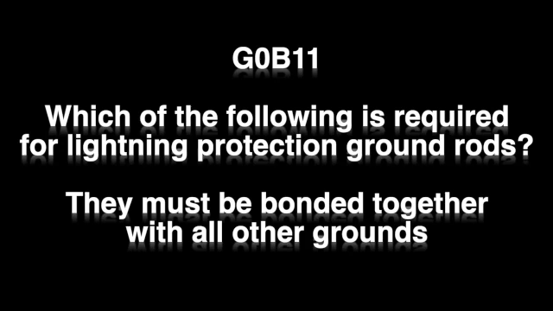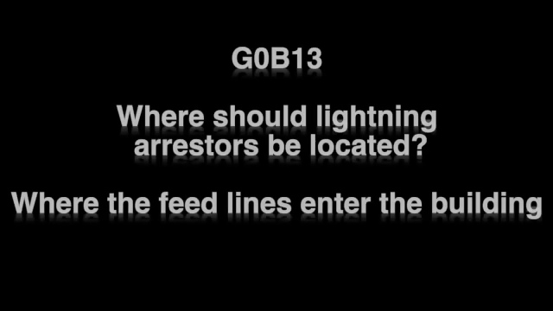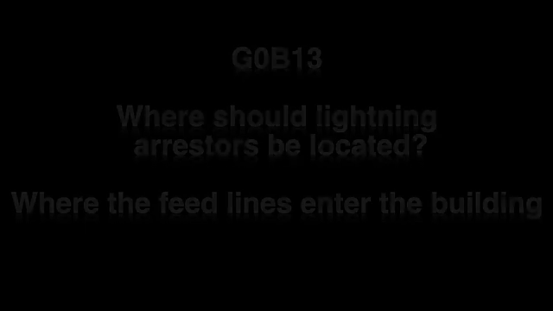G0B11. Which of the following is required for lightning protection ground rods? They must be bonded together with all other grounds. G0B12. What is the purpose of a power supply interlock? To ensure that dangerous voltages are removed if the cabinet is opened. G0B13. Where should lightning arresters be located? Where the feed lines enter the building.